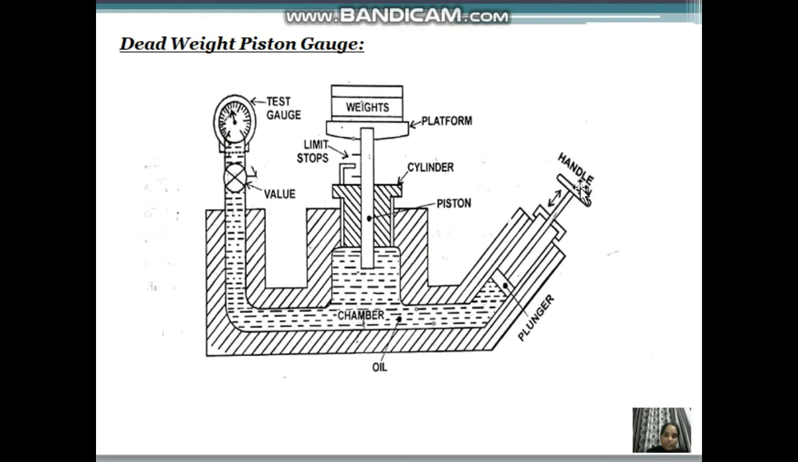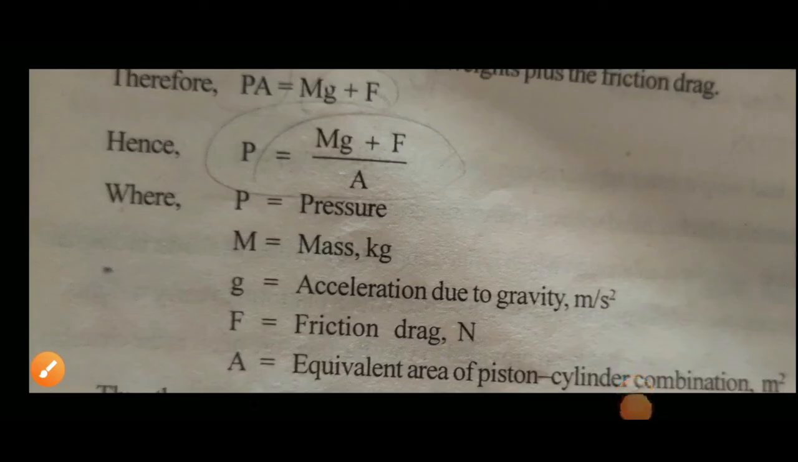Now a known weight is placed on the platform. By operating the plunger, fluid pressure is applied to the other side of the piston until enough force is developed to lift the piston weight combination. When this happens, the piston weight combination floats freely within the cylinder between these two limit stops. In this condition of equilibrium, the pressure force of the fluid is balanced against the gravitational force of the weights plus the frictional drag.